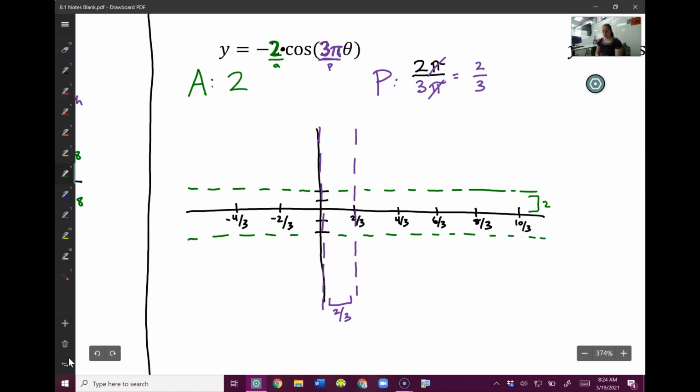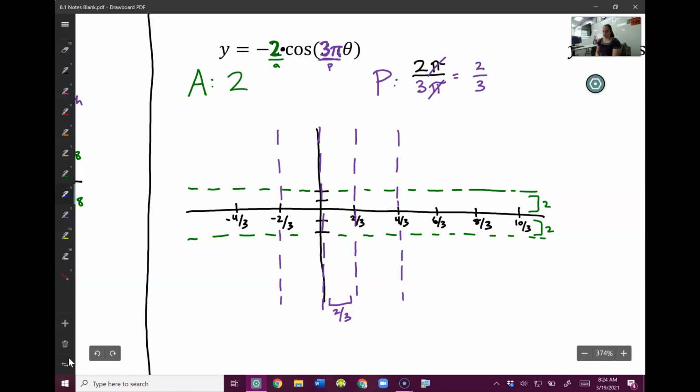And I forgot to draw our amplitude. There we go, 2 and 2. And now I can see there's my box. But remember, you should always have at least 2 boxes. So I'm going to do 3. We'll do another one over there and another one over there. And now I've got 1, 2, 3 boxes.